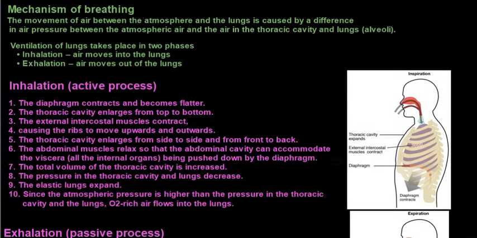Next, we'll look at the mechanism of breathing. It is the movement of air between the atmosphere and the lungs, and this is caused by a difference in air pressure between the atmospheric air and the air inside the lungs. So it's because of the pressure on the outside versus on the inside that will cause the breathing to occur. Now, ventilation of the lungs takes place in two phases. We've got inhalation and then exhalation. Inhalation is when air moves into the lungs, in, and exhalation, exit, is when air moves out of the lungs.